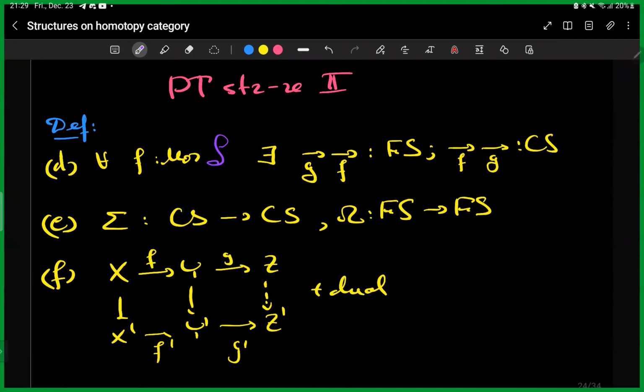Next thing, the functor sigma preserves cofiber sequences. So that's the thing I was talking about. So we can shift the cofiber sequence to the left infinitely many times, and we will still get a cofiber sequence. And similarly for the functor of a loop space, so we will get a fiber sequence.